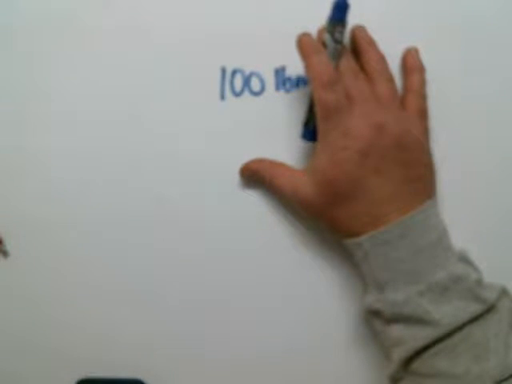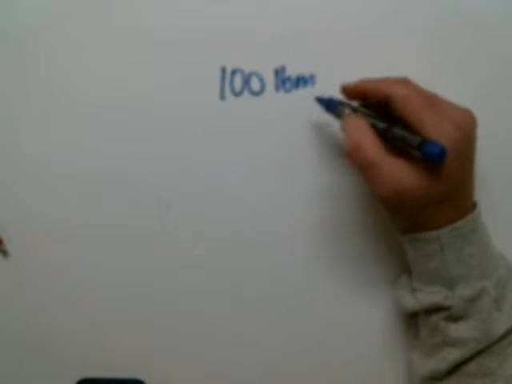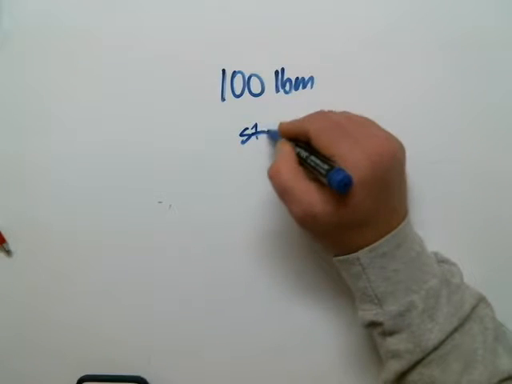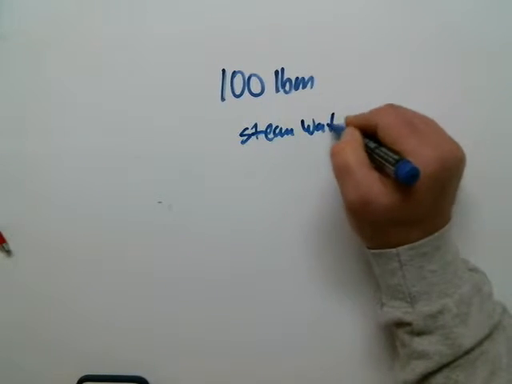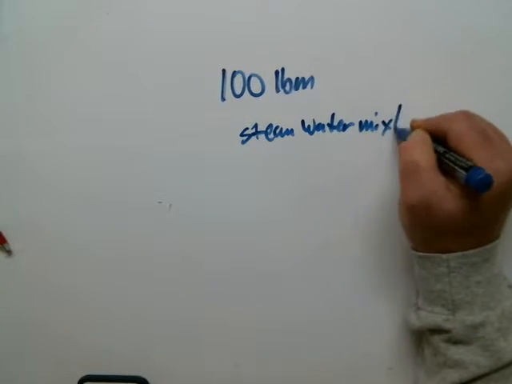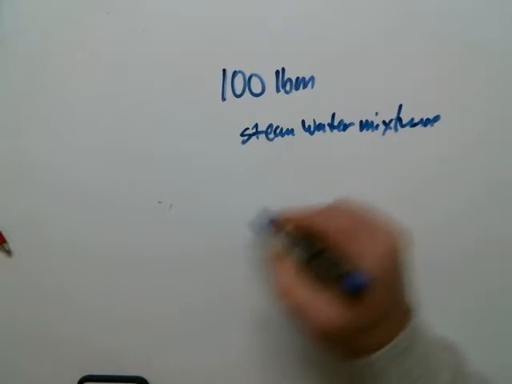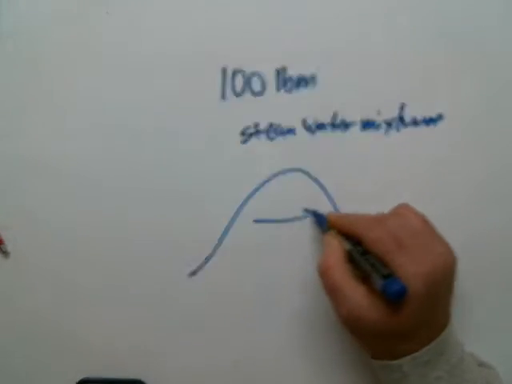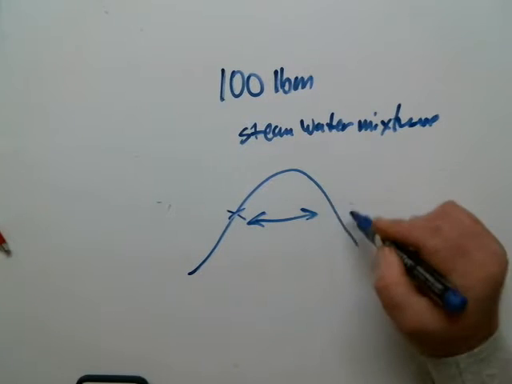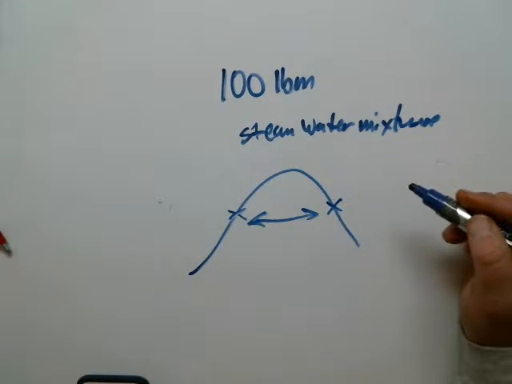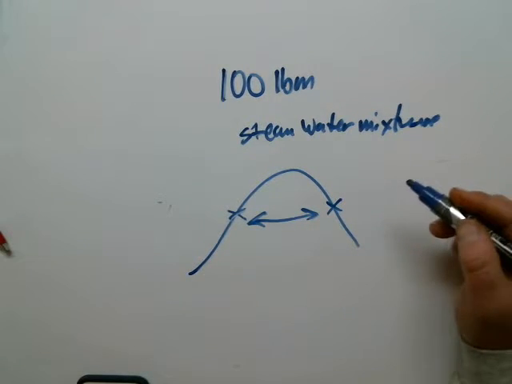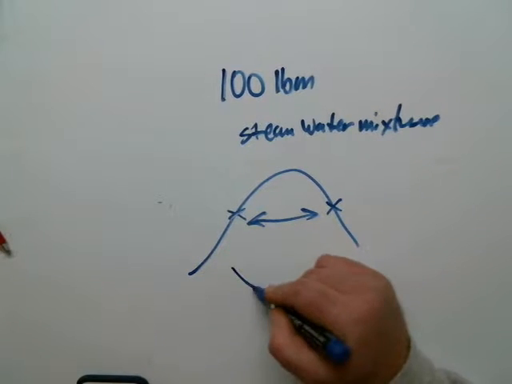And it says I have 100 pounds mass of a saturated steam water mixture, right? So I have a steam water mixture. So that tells me a lot. In the vapor dome, I'm somewhere here. I'm not here at the F point, and I'm not here at the G point. It says the mixture has a quality of 70%. Now I know where I am.